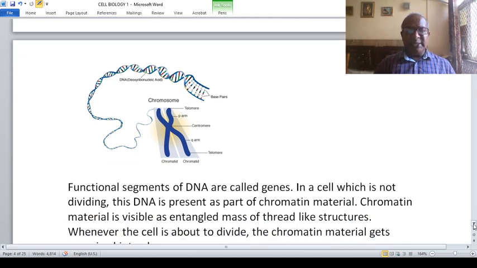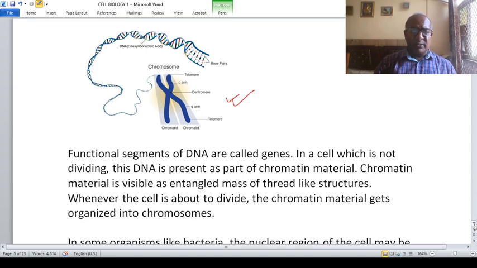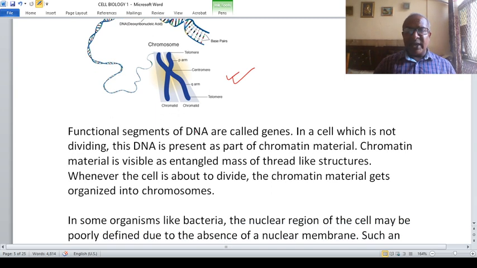Now this is the Y-shaped structure of chromosome, which is visible at the time of cell division. This structure is visible only at the time of cell division, not at all times. Now the chromosome is made up of DNA, and the functional segments of DNA are called genes. So the functional segment is what? Genes.